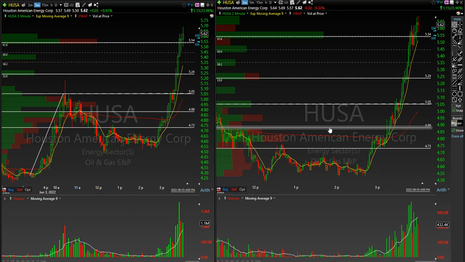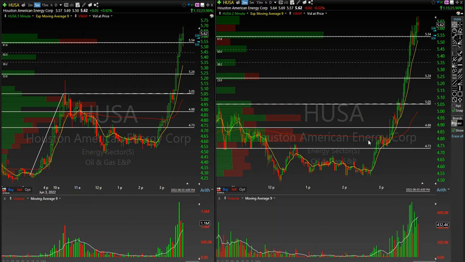Core principles on a VWAP squeeze is when VWAP is squeezing, you want to make sure that on the breakout of that VWAP squeeze, price action is above that 9-day exponential moving average and clearly above VWAP.